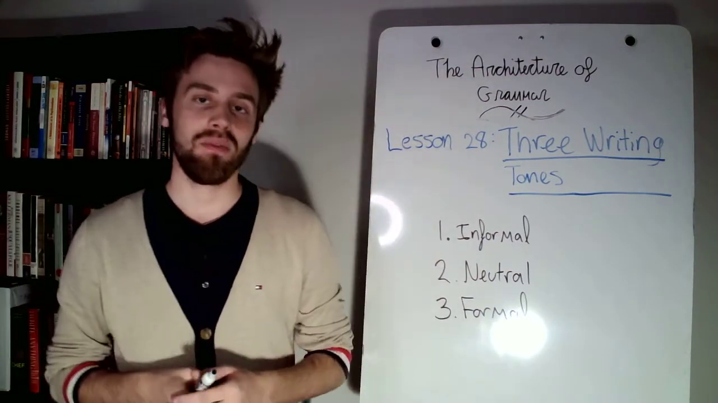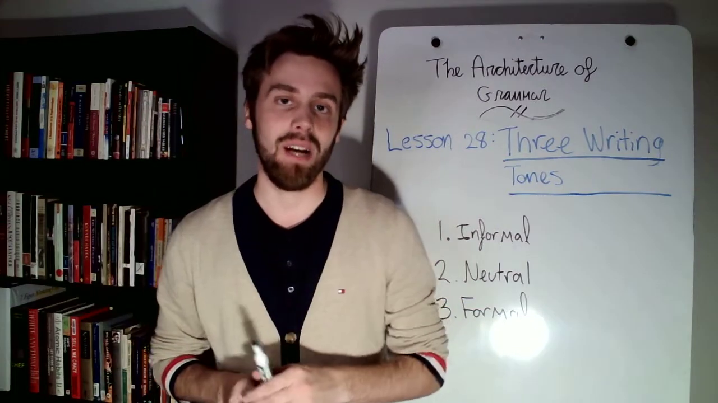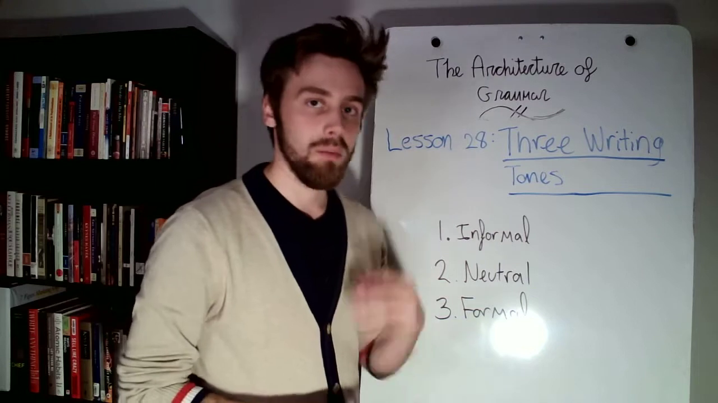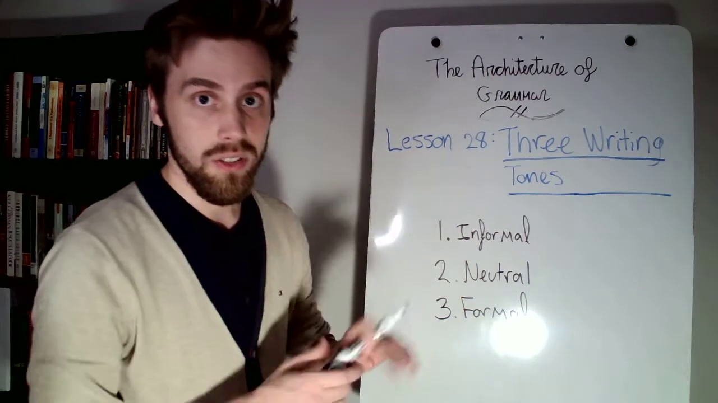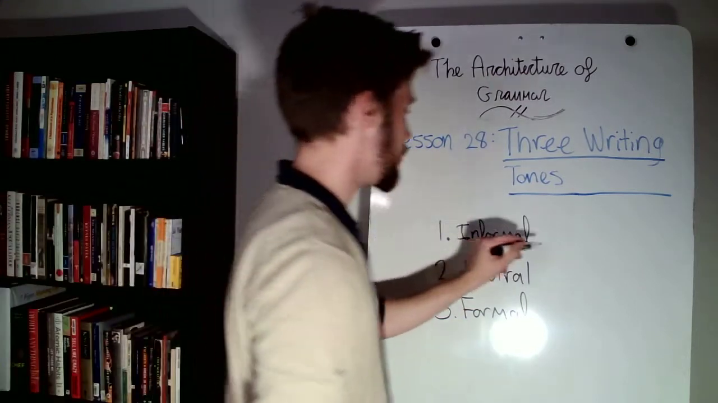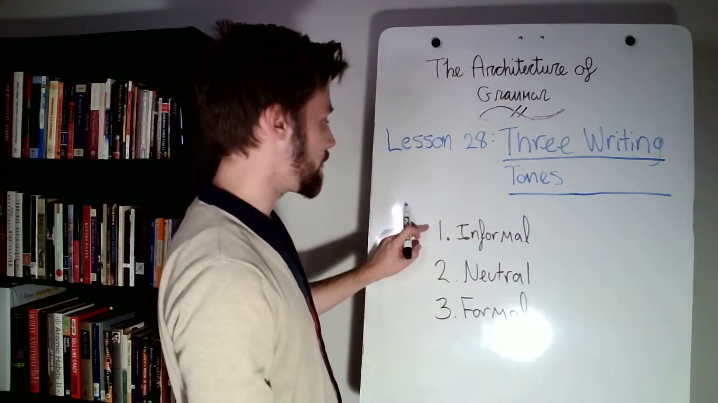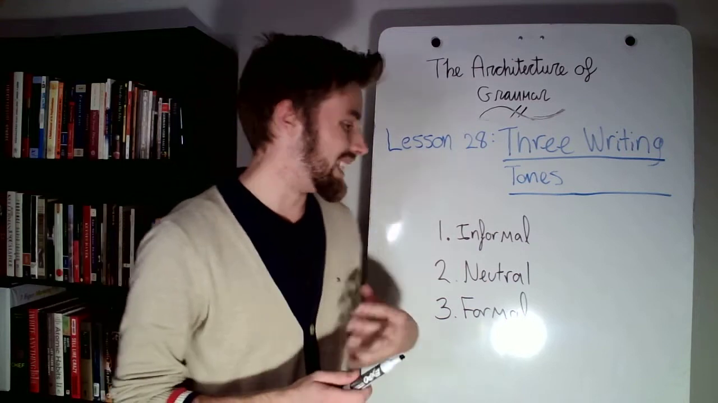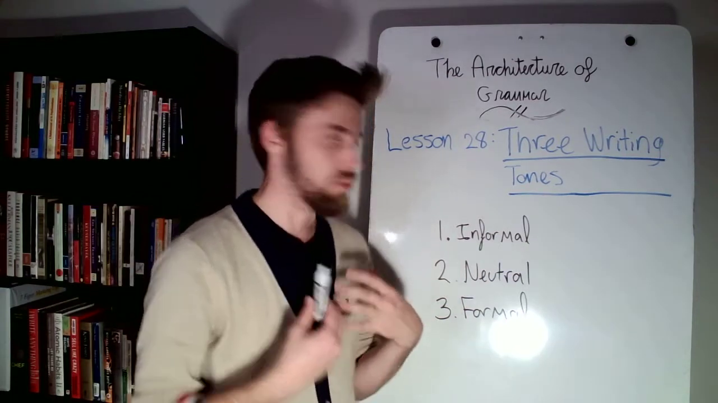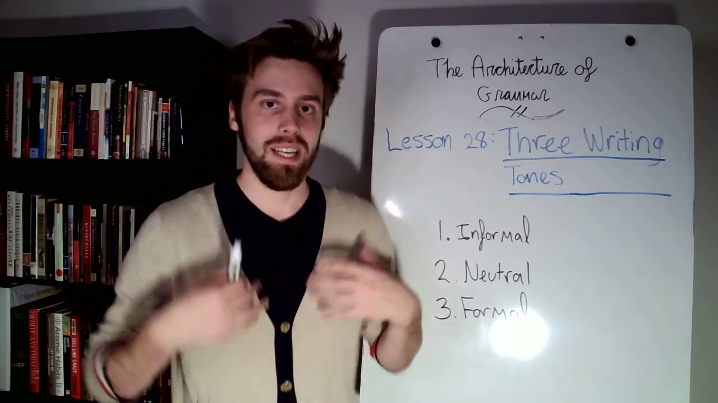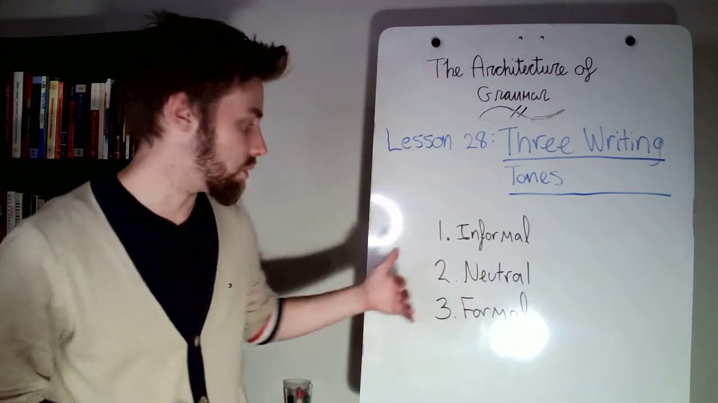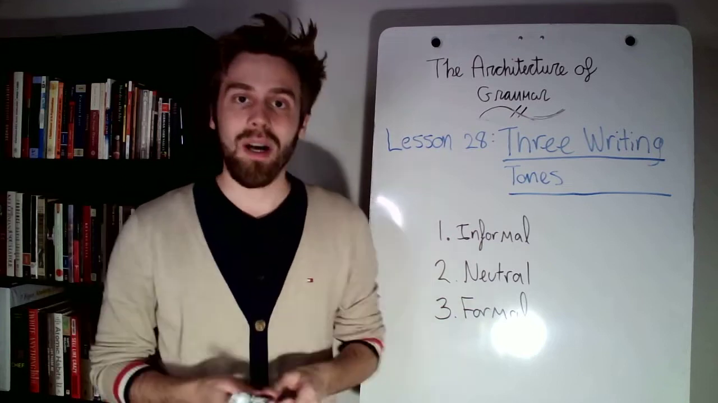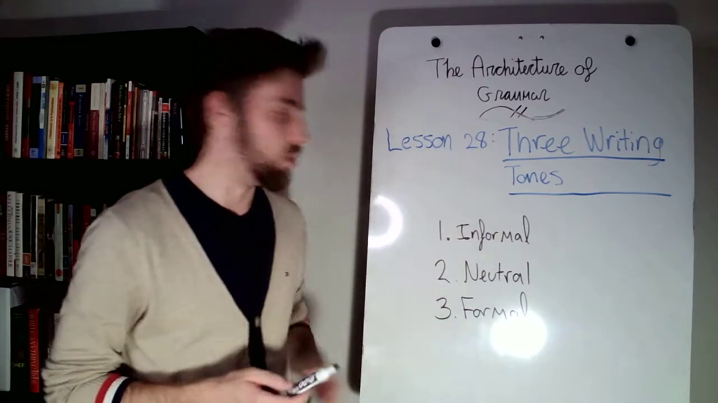Now, let me say something about the audiences that we've talked about in the last video. Most of the time, when you write something for a general audience, you're going to write either in the informal or the neutral tone. And the reason is that it's simply more appropriate. It's simply more interesting for that audience. And when you write for experts, it's typically more formal. But now let's talk about what exactly these tones are.